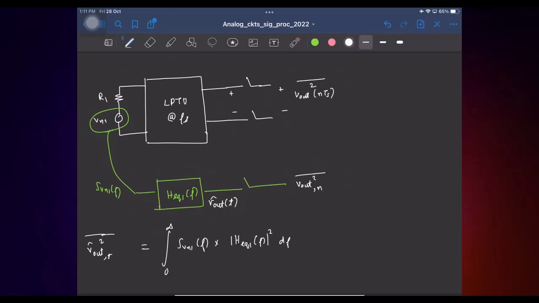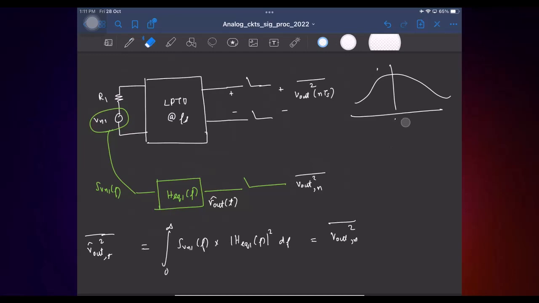So this will indeed be equal to the mean square value of the noise samples. Another way to think about it: let us say this continuous time signal had a power spectral density which looked like this. Let's say we show only something. Now I am going to sample this signal. This is the power spectral density for the continuous time signal, S_Vout(t).